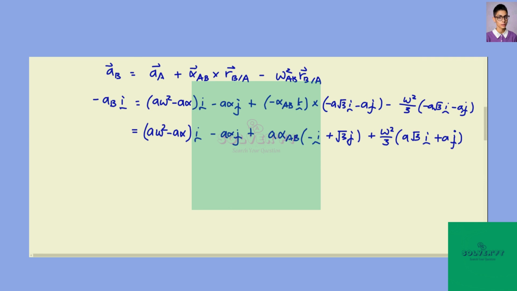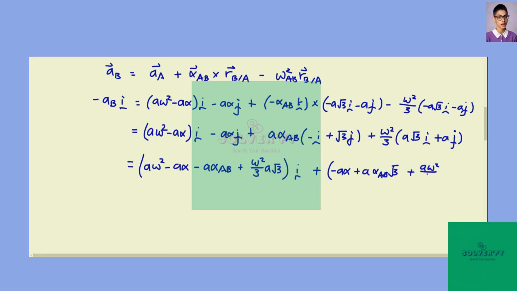Now we can group the terms. We have A omega square minus A alpha minus A alpha AB plus omega square over 3 A root 3 I, and plus minus A alpha plus A alpha AB root 3 plus A omega square over 3 J. This is equal to minus aB I. Then we can compare components.